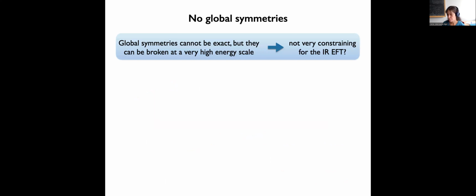Now, traditionally, the common expectation is that, okay, maybe it's nice, maybe you can even get some sharp proofs in some contexts, but it's not very useful because, okay, symmetries are not exact, but maybe they can be broken at a very high energy scale, so this is not going to be very constraining for the EFT. So it's not very useful for phenomenology.